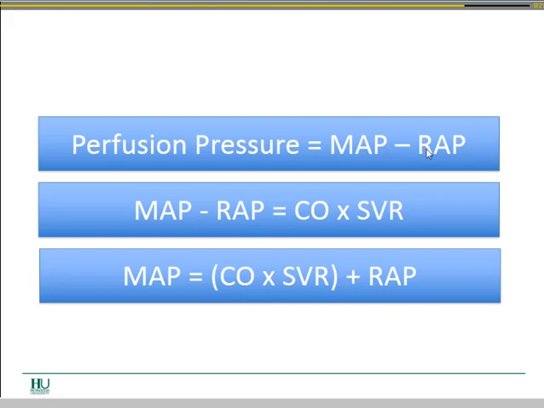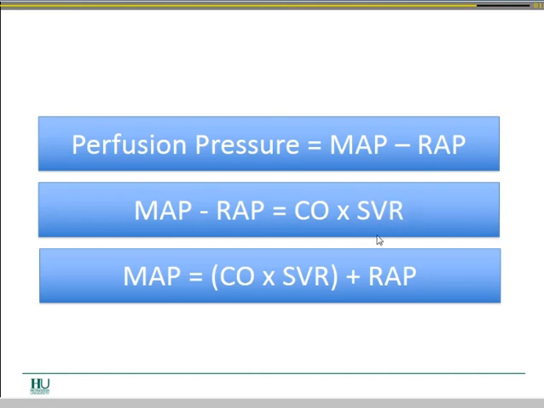And again, very simply, by looking also at the central venous pressure, so the right atrial pressure, you have to remember that the real perfusion that we have in our organs depends on the mean arterial pressure minus the right atrial pressure. If I look at this, I can also transform this into the relationship between my perfusion pressure, which is equal to the cardiac output times the systemic vascular resistance.